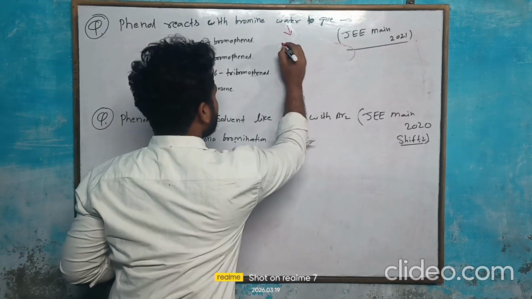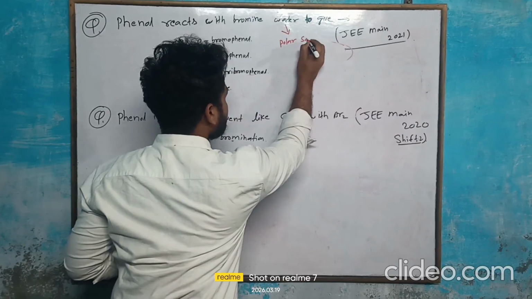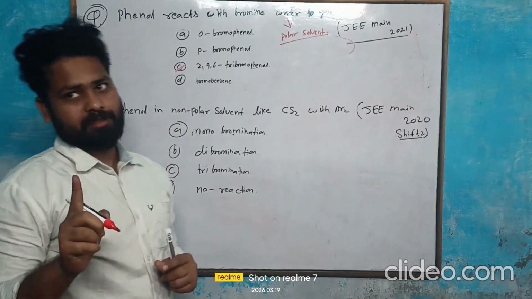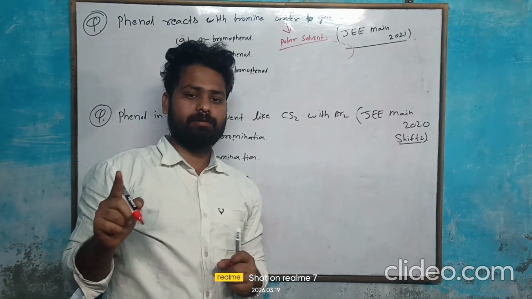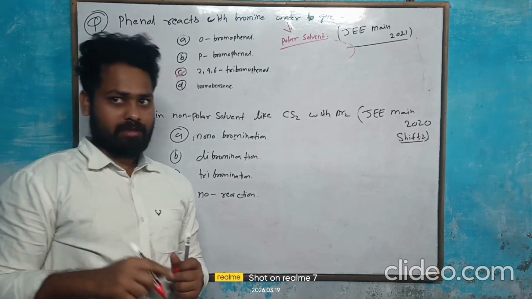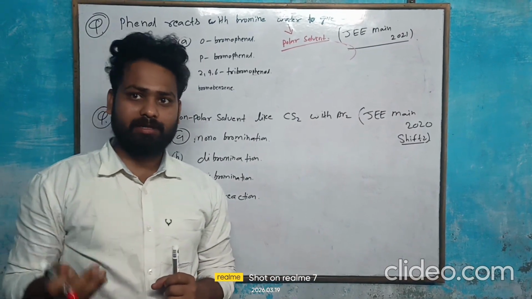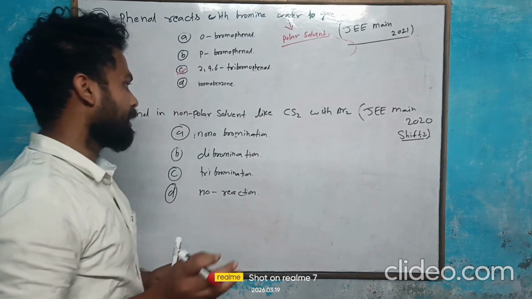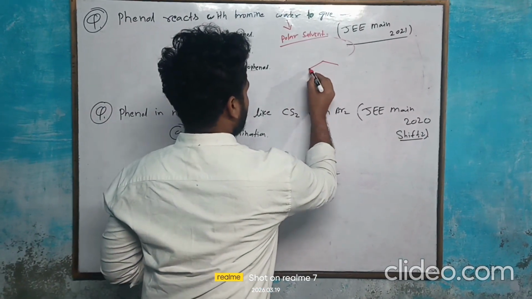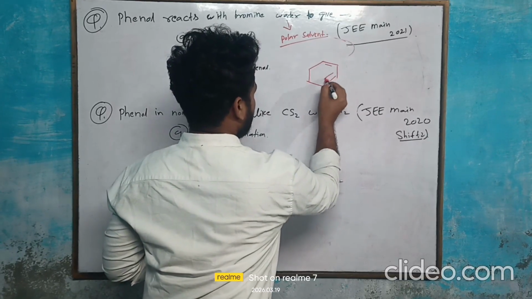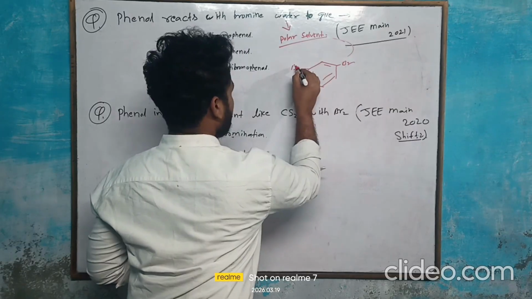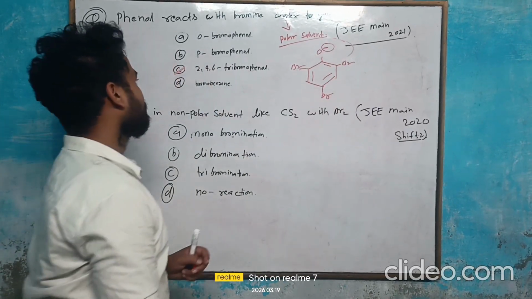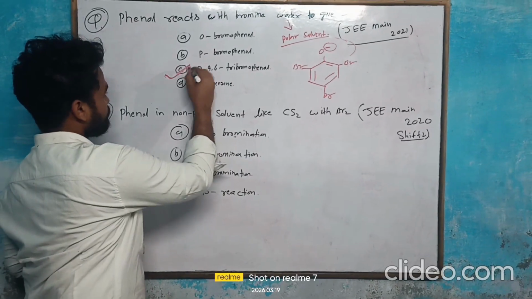Water is a polar solvent, and when we use a polar solvent, there is formation of the phenoxide ion. The phenoxide ion is more activating. That's why there is a chance of maximum bromination, and bromination takes place where there is a partial negative charge, and partial negative charge is possible on the ortho and para positions. Here will be bromination, here also will be bromination, here will be bromination. Why does this happen? Due to the presence of the phenoxide ion. The answer is very clear, it is C.